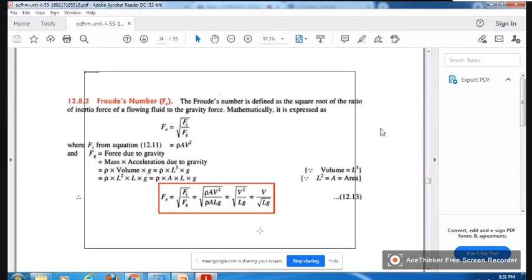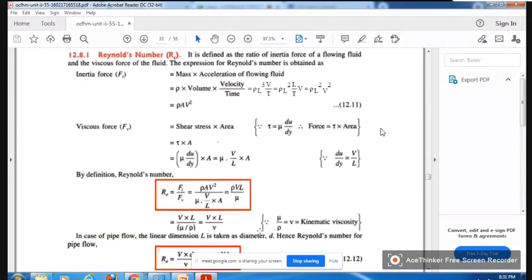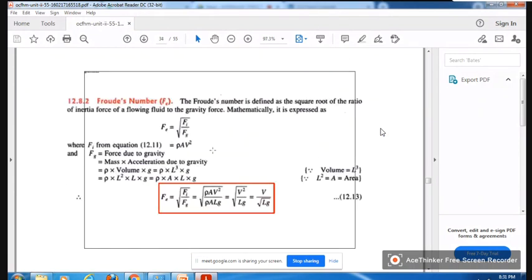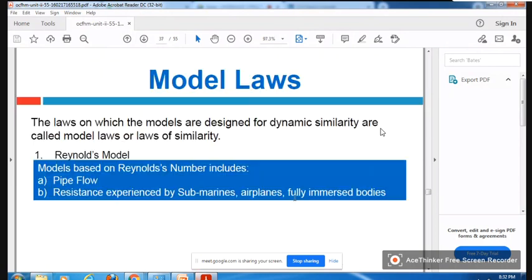Similarly, how do you calculate the Froude number? What is the Froude number? It is the square root of inertia force by gravity force, right? Inertia force, as we have already seen, is rho L square V square, and gravity force means force due to gravity, which is mass into acceleration, right? So inertia force by gravity force, rho A V square by rho L g, gives V by square root of L g. Similarly, we have the Euler number, Weber number and Mach number, right?